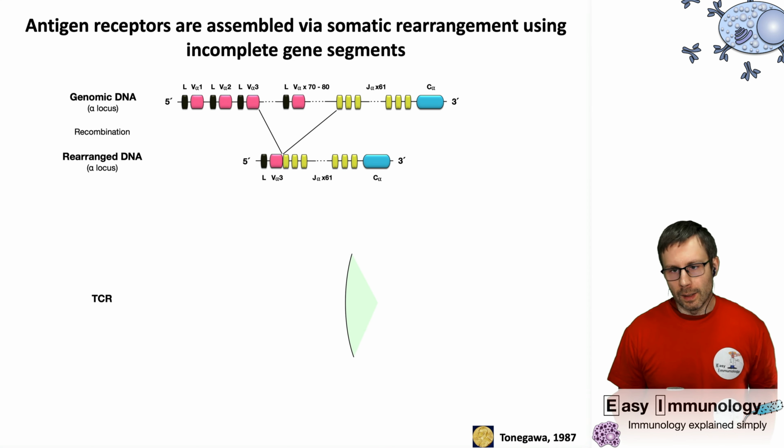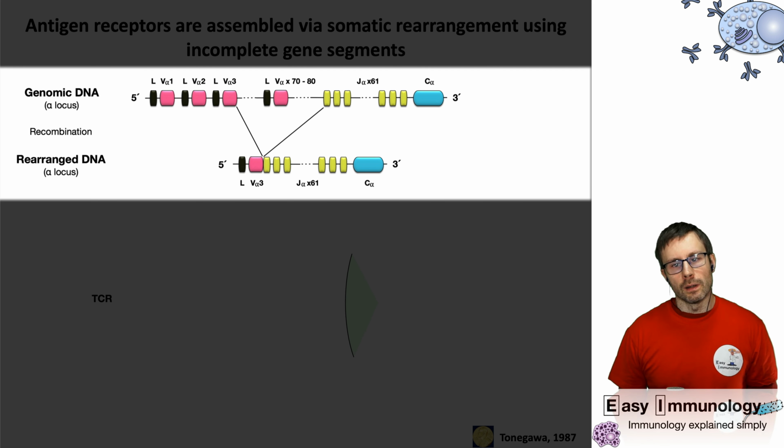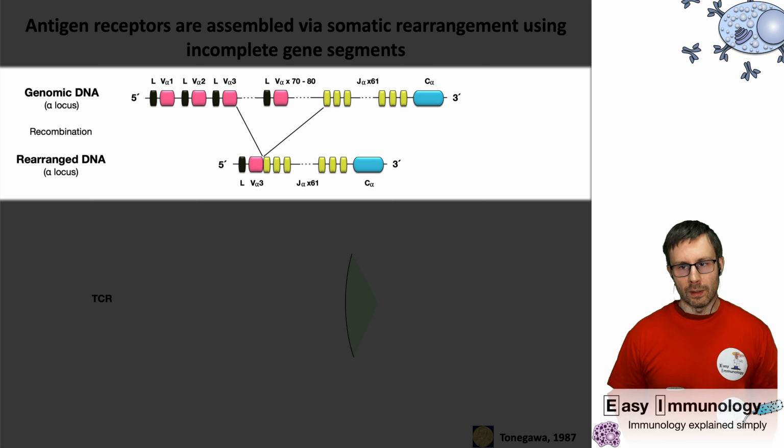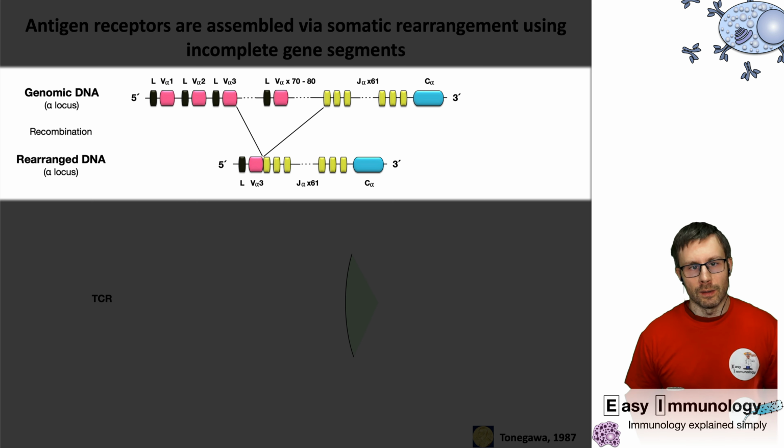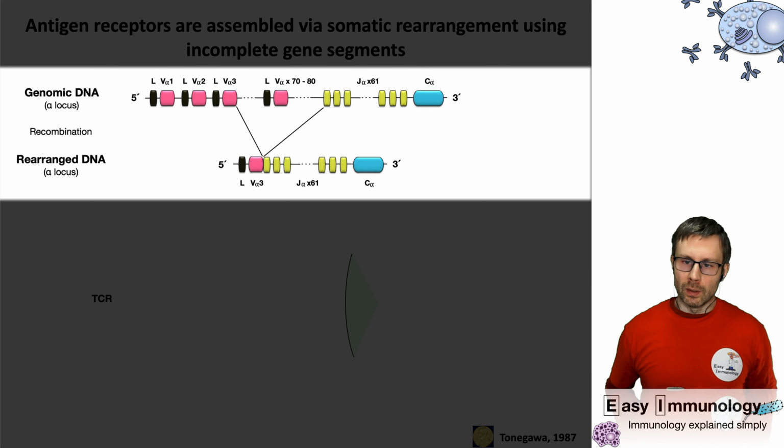Now the cell, by mechanisms which we will look at in detail in the next slides, picks one of these segments just randomly by chance. So here the third V alpha segment was chosen, and, for example, the 60th J segment, and they are put together. And you can see that the sequence between them gets deleted. It gets cut out by recombination events. We will look at the mechanism in the next slides.